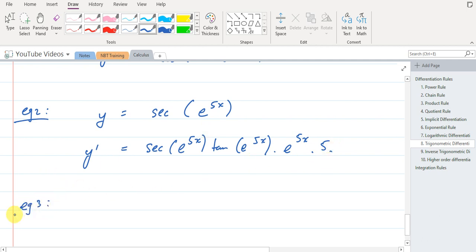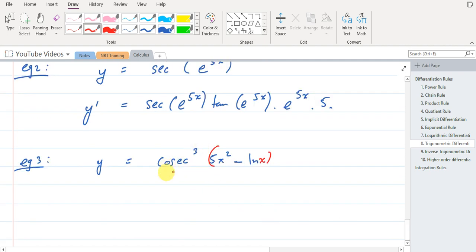Example number 3. If I want to find the derivative of, look at this nice problem here, cosec cubed of 5x squared minus ln x. Yeah, let's make it a bit difficult. How are we going to do this? Well, we have a problem because we can't differentiate cosec cubed, so we need to rewrite this in the form we need. So this is in the form cosec of 5x squared minus ln x, to the power 3, like that.